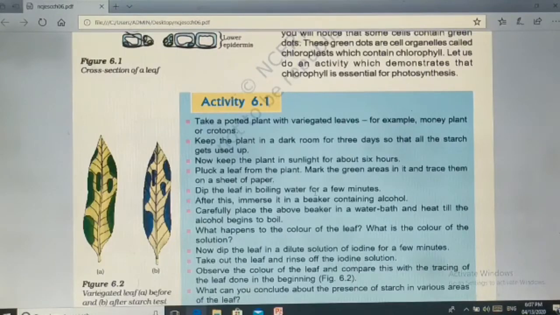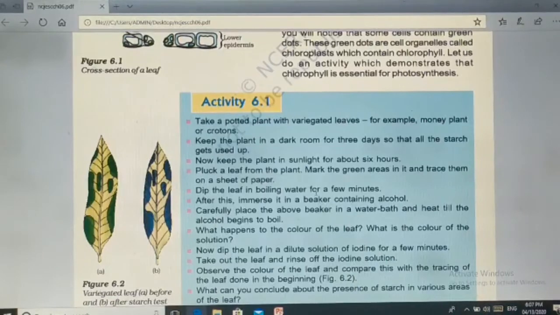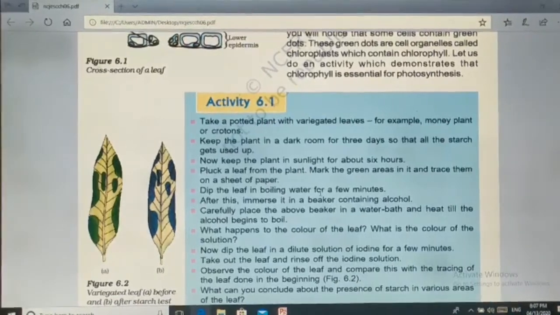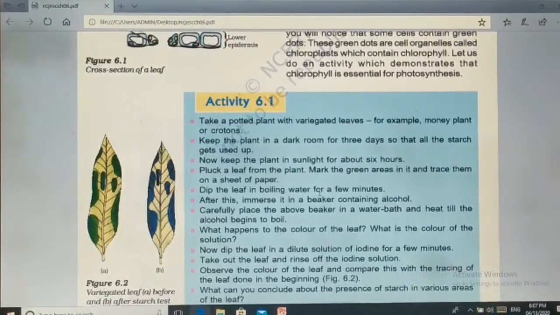Now dip the leaf in a dilute solution of iodine for a few minutes, right? Take out the leaf and rinse off the iodine solution. Observe the color of the leaf and compare this with the tracing of the leaf done in the beginning. What can you conclude about the presence of starch in the various areas of the leaf?